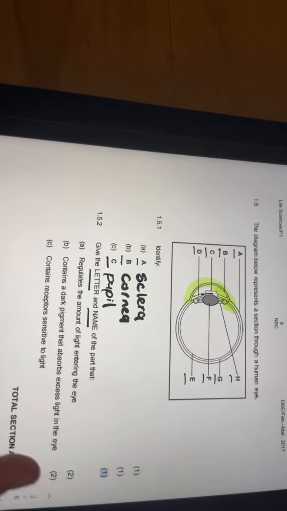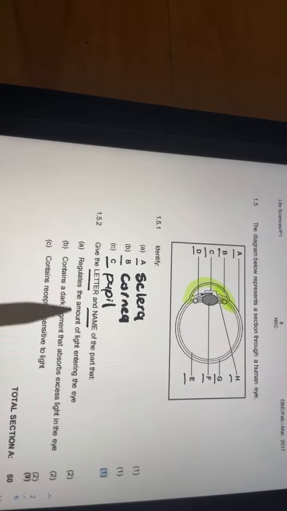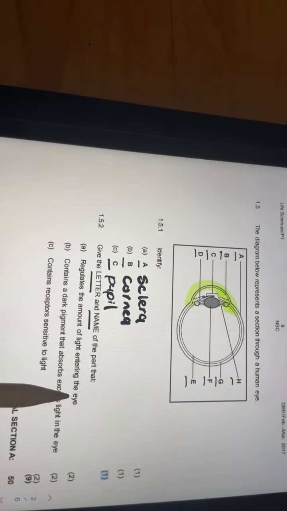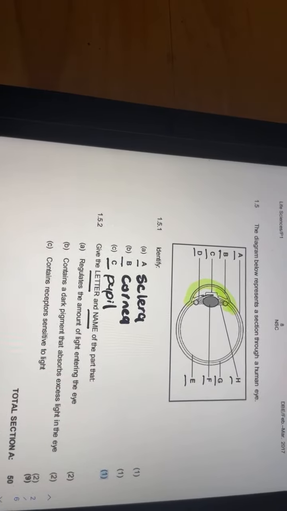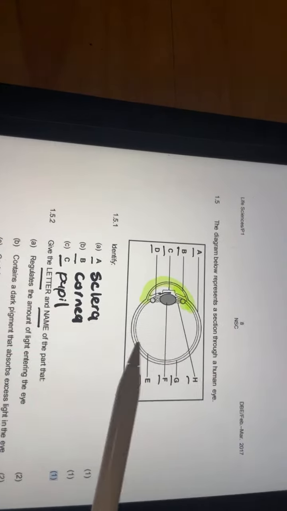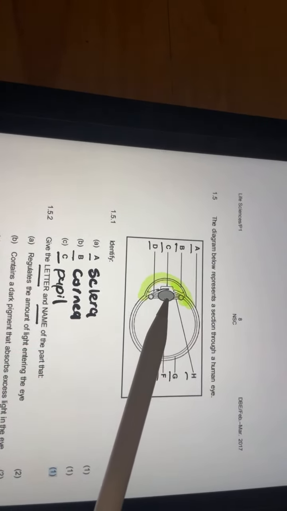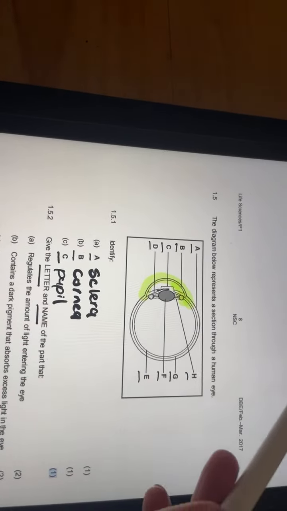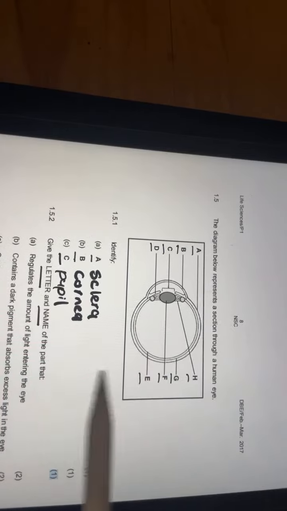Okay. The next question says, give the letter and the name of the part of the eye that, and then we need to fill in the blanks. So we have a look here. It says A regulates the amount of light entering the eye. So we need the letter and we need the name. Now, if I just go back down here, up to our picture, we need to look for the label that regulates how much light goes into our eye. So I'm just going to clean up my picture here. There we go. So it's a little bit easier to see.